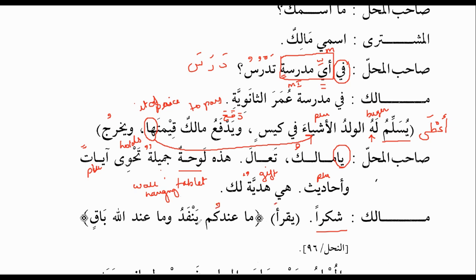Ma indakum yanfadu wa ma indallahi baqin. So when you see the structure of an Arabic sentence, be very specific and slow in reading, and you will understand the meaning. Ma. So this ma is mausula. There are many types of ma, but four main types: the negative ma, the questioning ma, then the ta'ajjubiya, and this is ma mausula, coming with the meaning of what.